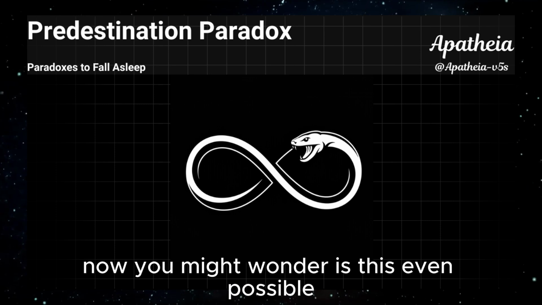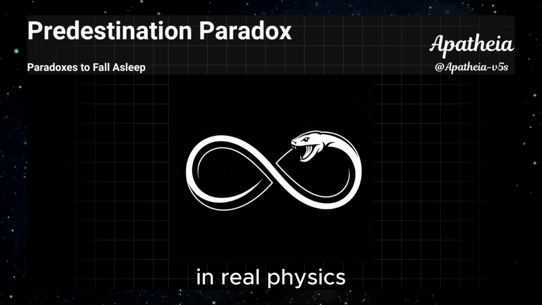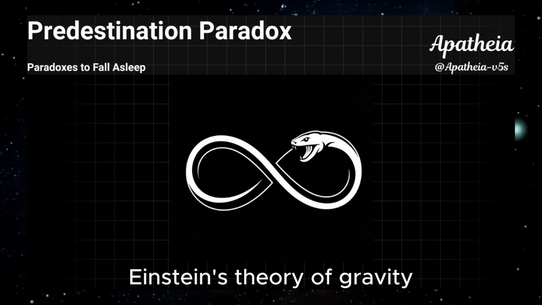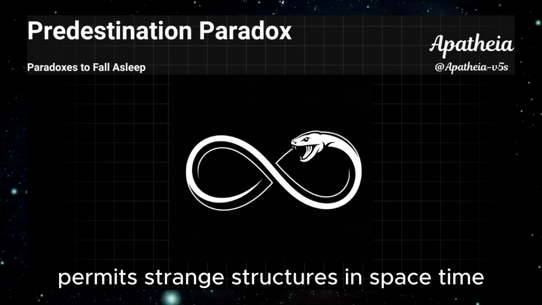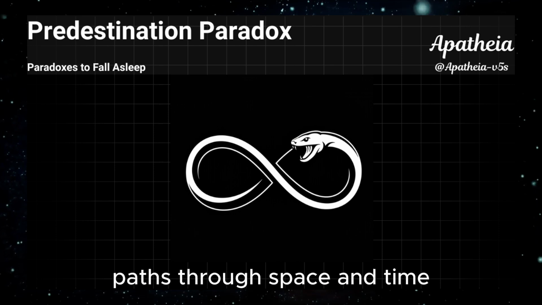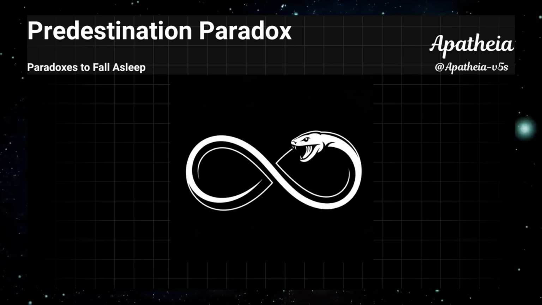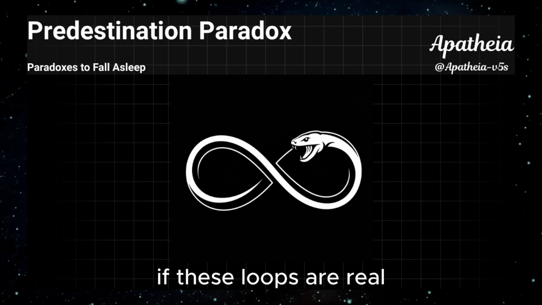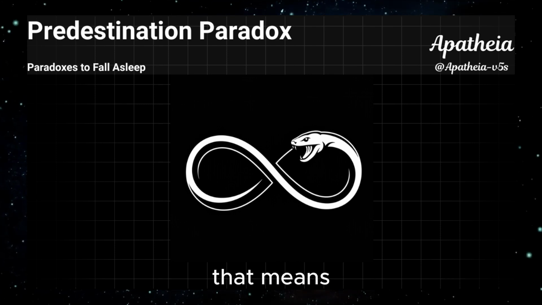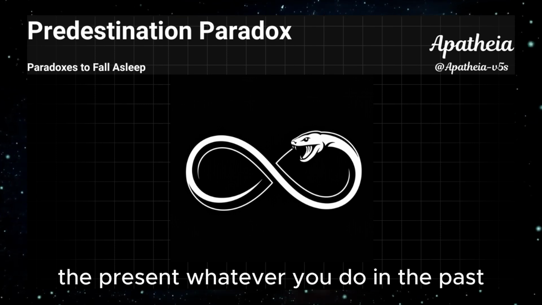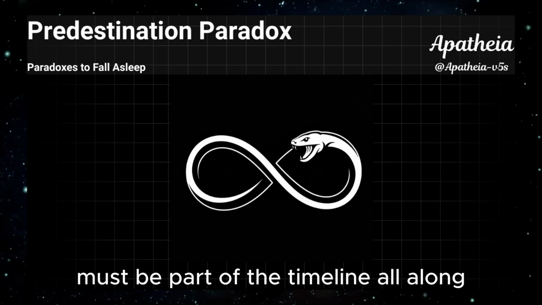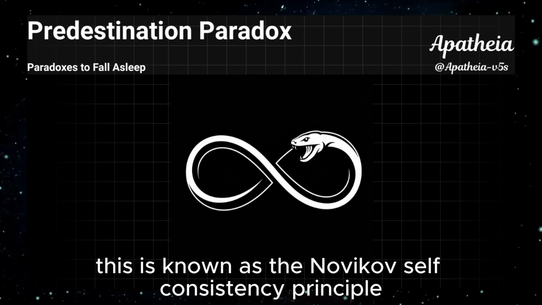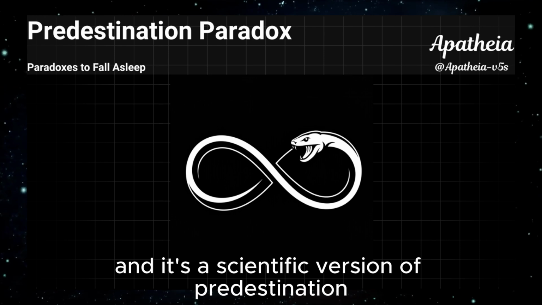Now you might wonder, is this even possible? In real physics, some theories allow for this kind of closed-loop timeline. General relativity, Einstein's theory of gravity, permits strange structures in space-time called closed time-like curves, paths through space and time that loop back on themselves. They're purely theoretical for now, but they raise fascinating questions. If these loops are real, then the universe must be self-consistent. That means you can't change the past in a way that contradicts the present. Whatever you do in the past must be part of the timeline all along. This is known as the Novikov self-consistency principle, and it's a scientific version of predestination.